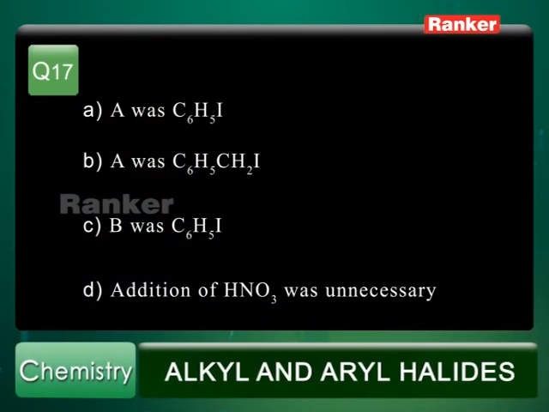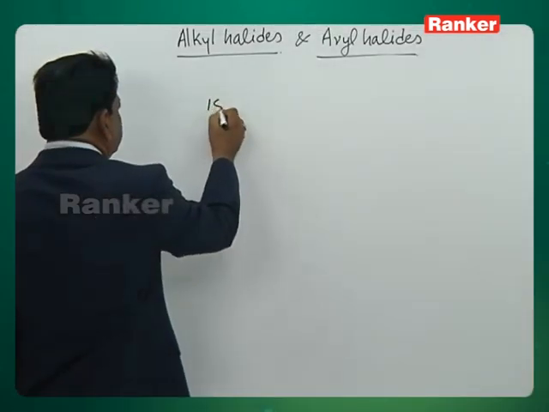So, therefore, A is the phenyl iodide. That is the right answer. So, answer A is right. So, let us go to the 18th question.